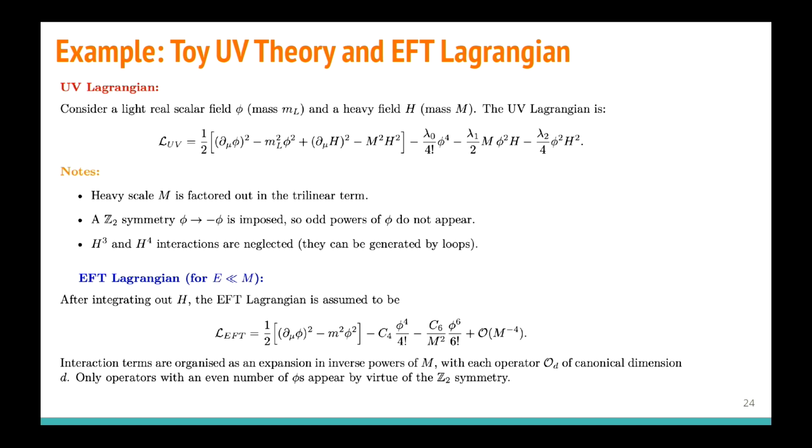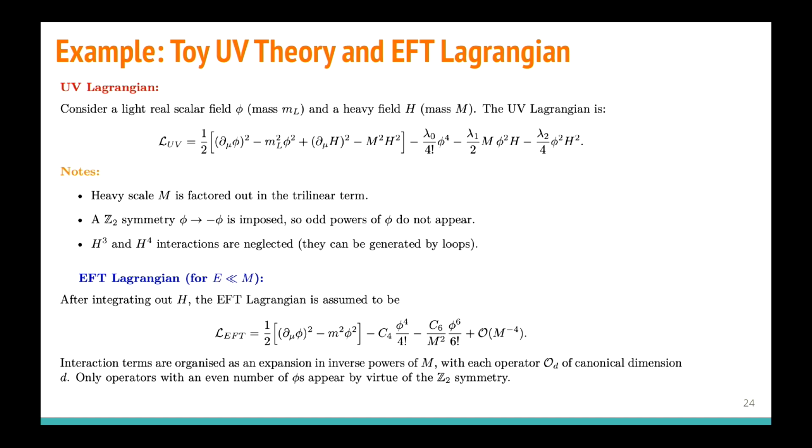Why don't I have a phi to the power 5 term? That's because I started with a Z2 symmetry with phi goes to minus phi. So that is the kind of effective Lagrangian that we will be having, but we don't yet know what the coefficients are.